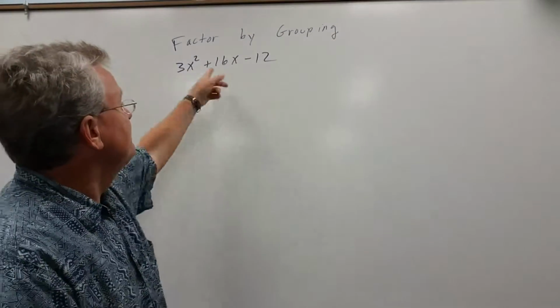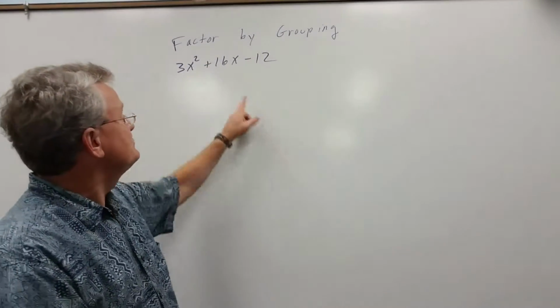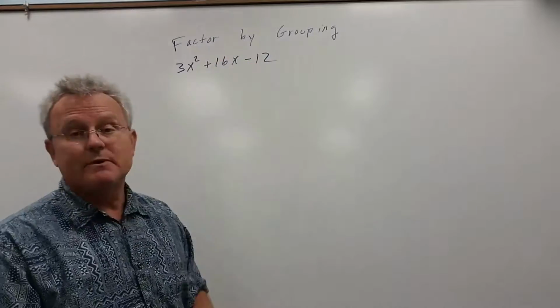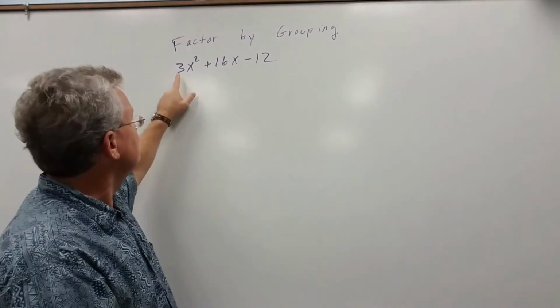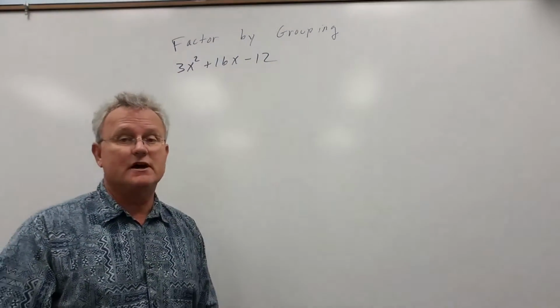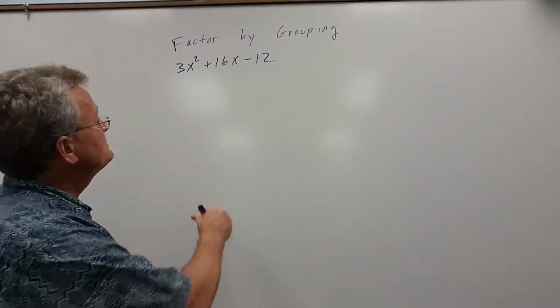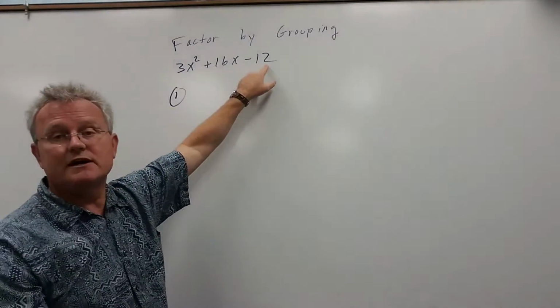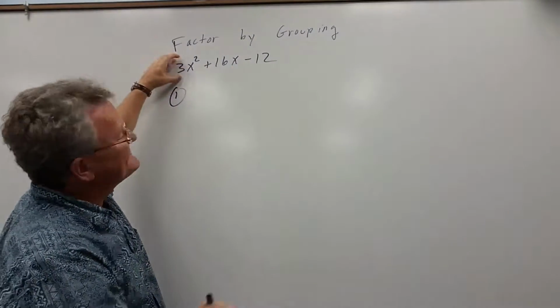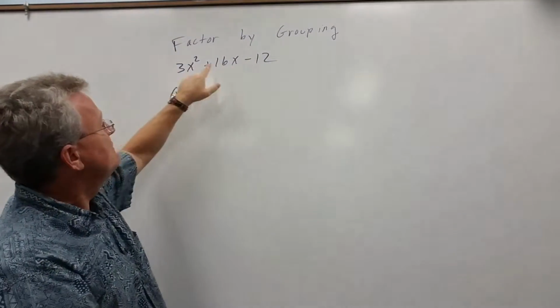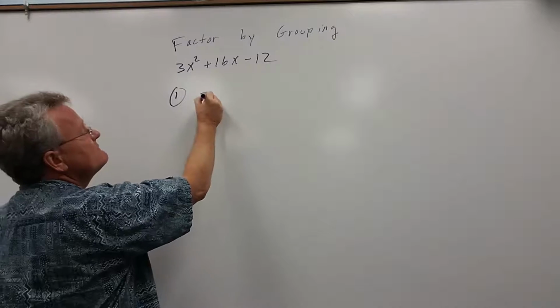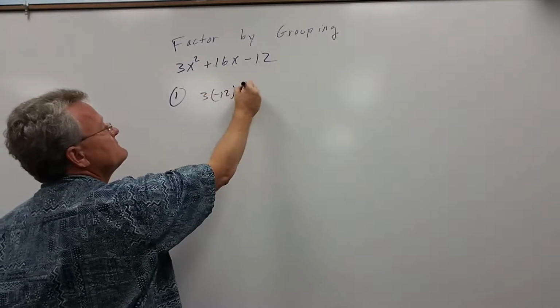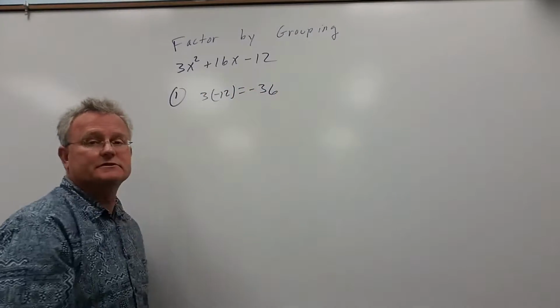Okay, so we're going to factor by grouping this trinomial, and factor by grouping is a nice way to factor when the leading coefficient is not 1. So to do this, the first step is we multiply the first and last numbers, if you will. 3 times negative 12, and that gives us negative 36.